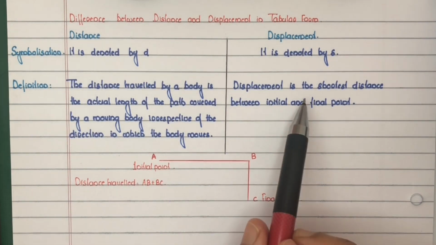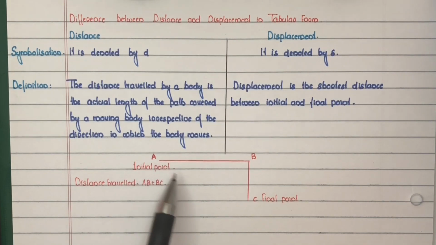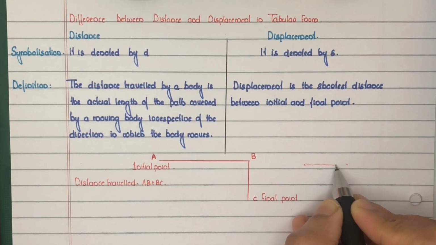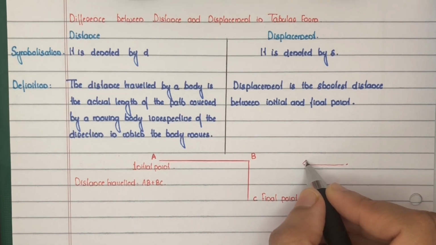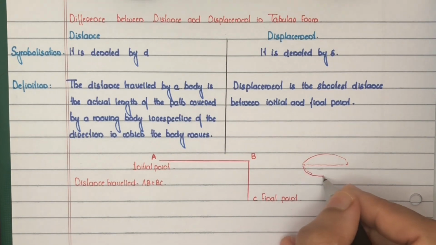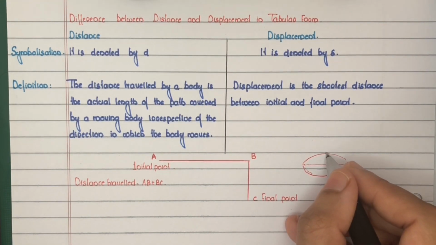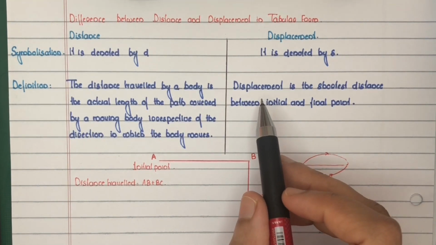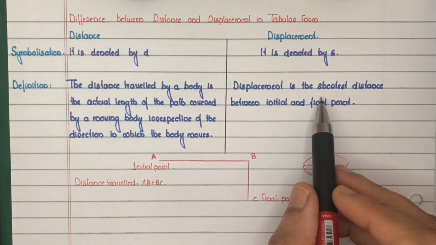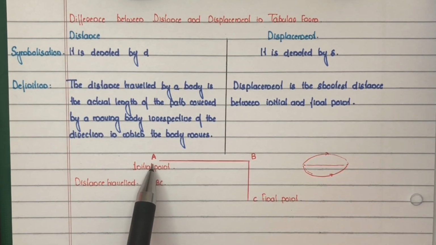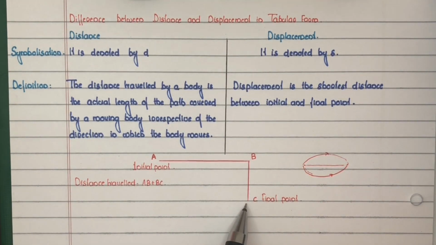Now, what will be the shortest distance between any two points? Consider any two points. All the time, the straight line distance will be the shortest distance. All other distances will be greater in length than this straight line distance, isn't it? So, the straight line distance is always the shortest. So, displacement is the shortest or straight line distance between the initial and final point. Here the initial point is A and the final point is C. So, displacement is the length of AC.